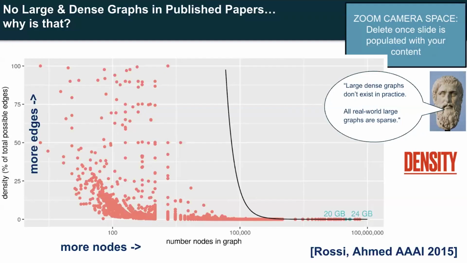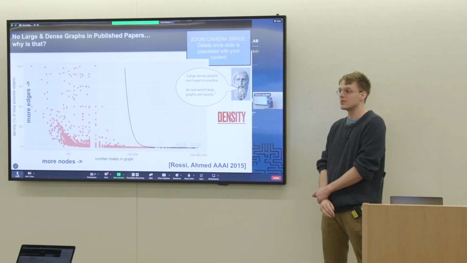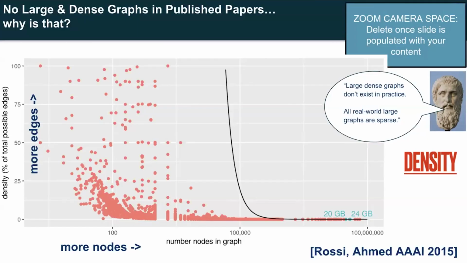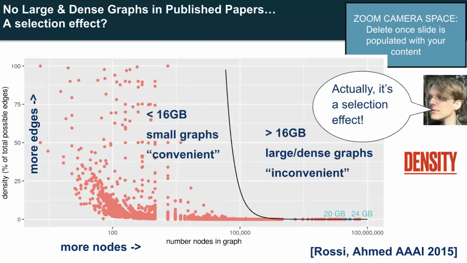So we see that when we have graphs that don't have many nodes, they exist at a variety of sparsities. But when we look at graphs with lots and lots of nodes, they're exclusively very, very sparse. So this lines up with the conventional wisdom, but I want to propose a different interpretation of this data. So no more Plato. Actually, it's me now saying that this is a selection effect. I've drawn this black line here.